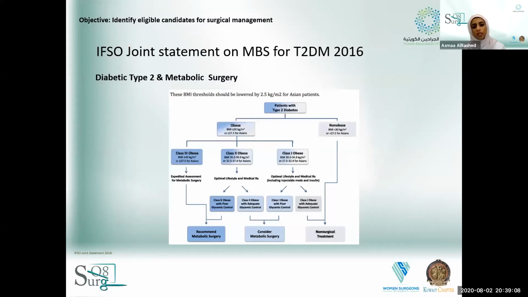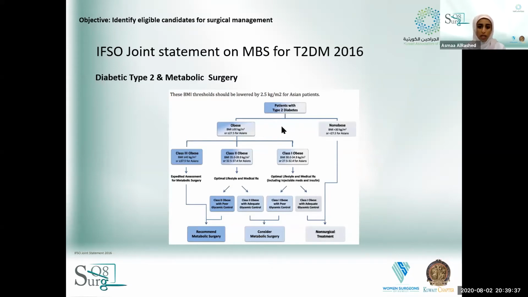Moving on to 2016, this is the IFSO joint statement. As more evidence is evolving for the benefit of metabolic surgery and bariatric surgery in diabetic patients, you can see here in their joint statement that if your patient is diabetic, now we're talking about diabetic, and notice here that they have put the Asian patient's BMI lower by 2.5. So if we're talking about 35, then we're talking about minus 2.5 for the Asian.